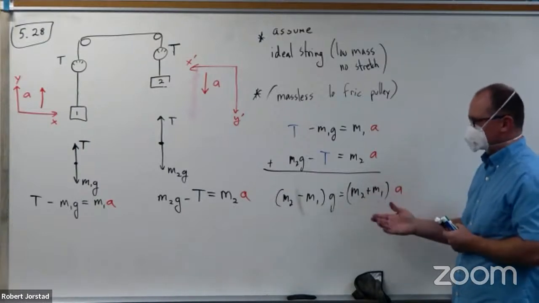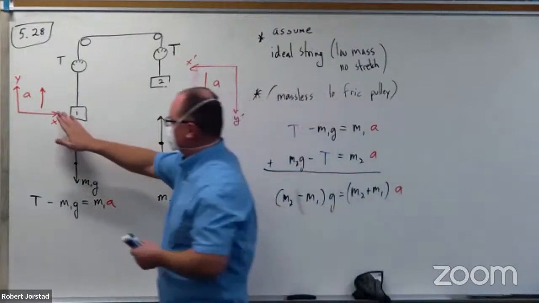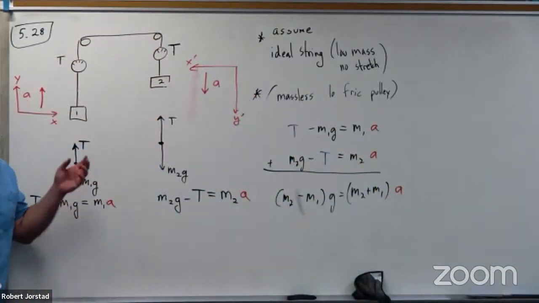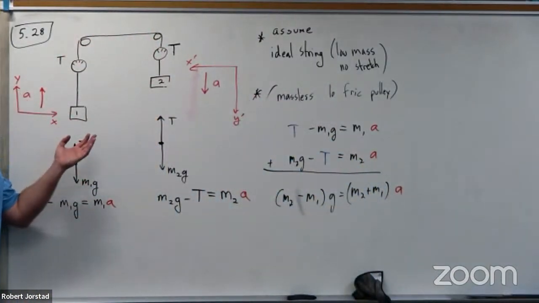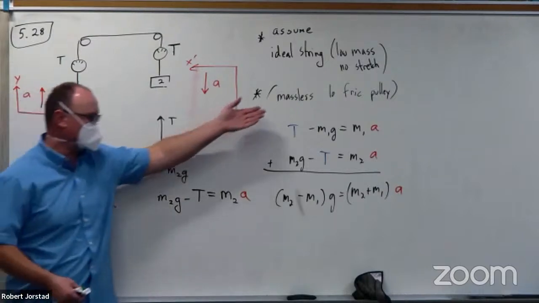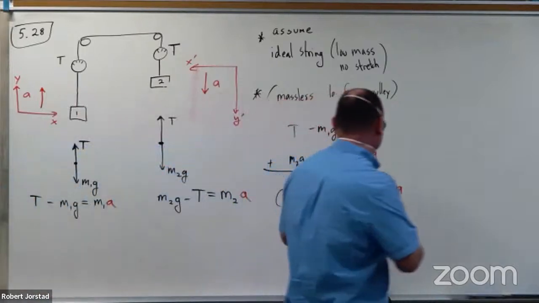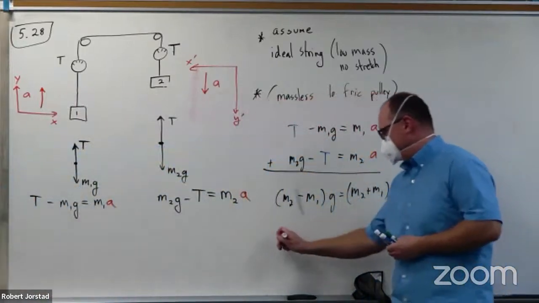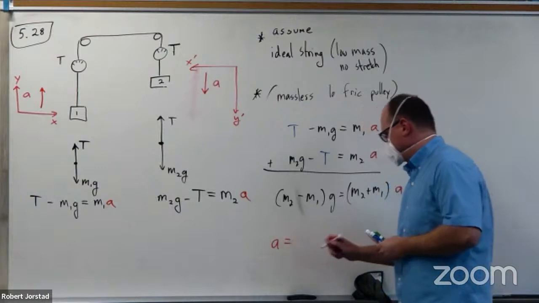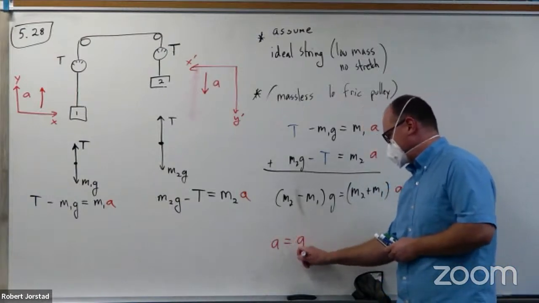So that's a cool trick. If you use this rotated coordinate system where you follow the string, and this will work with two blocks, three blocks, 18,000 blocks, whatever, you can just stack them and all the internals drop out, so you don't need a system FBD. And what do we get for A? I'm going to factor out that G out front.